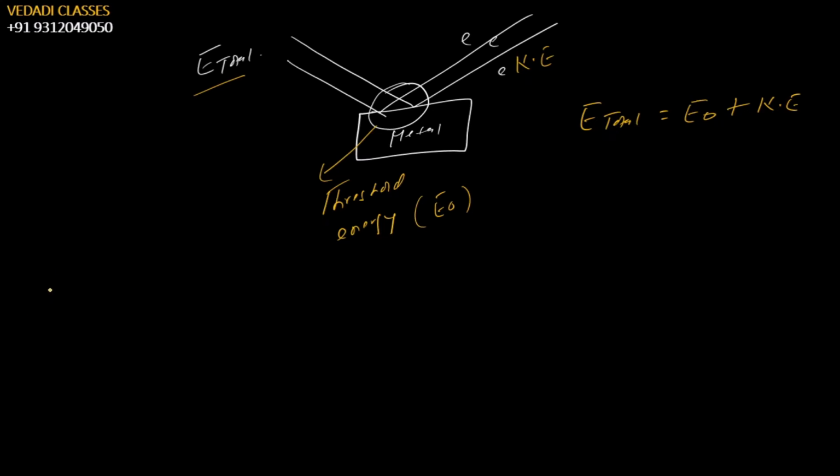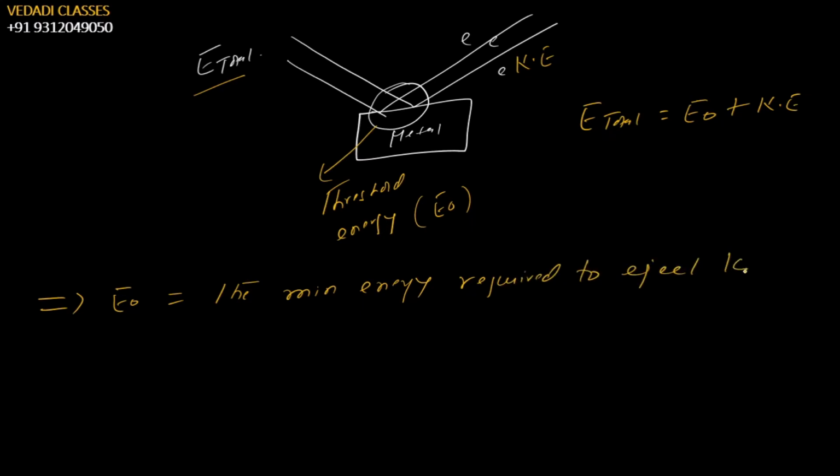First, let us write about the threshold energy. Threshold energy is the minimum energy required to eject the electron from the metal surface. It is known as threshold energy, or sometimes it is also written as W naught, or the work function.